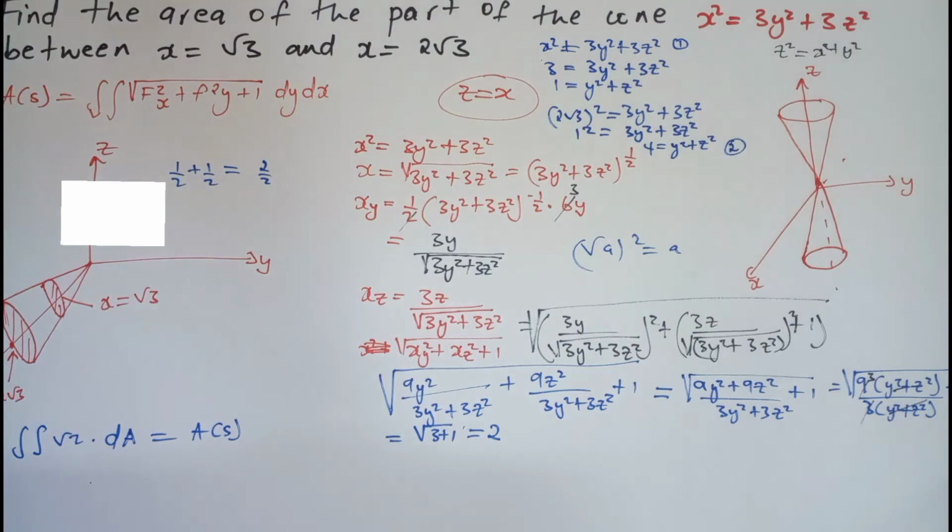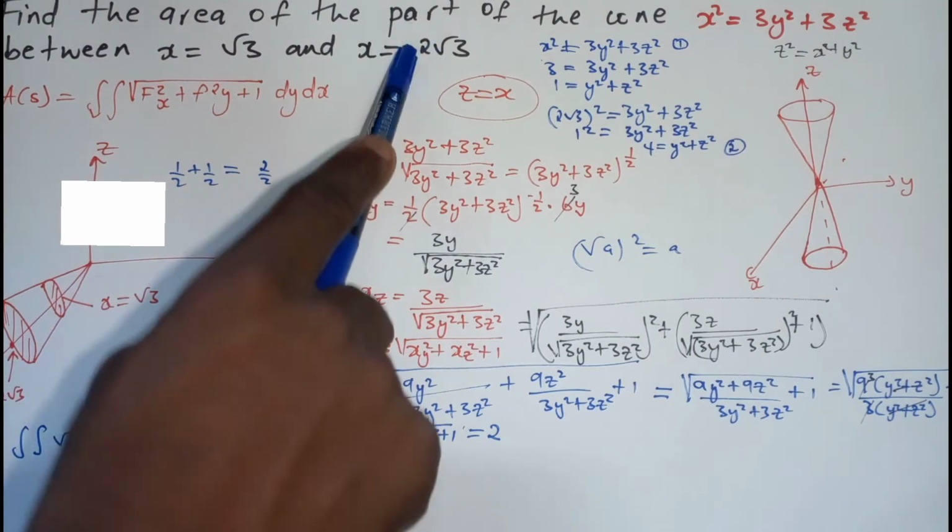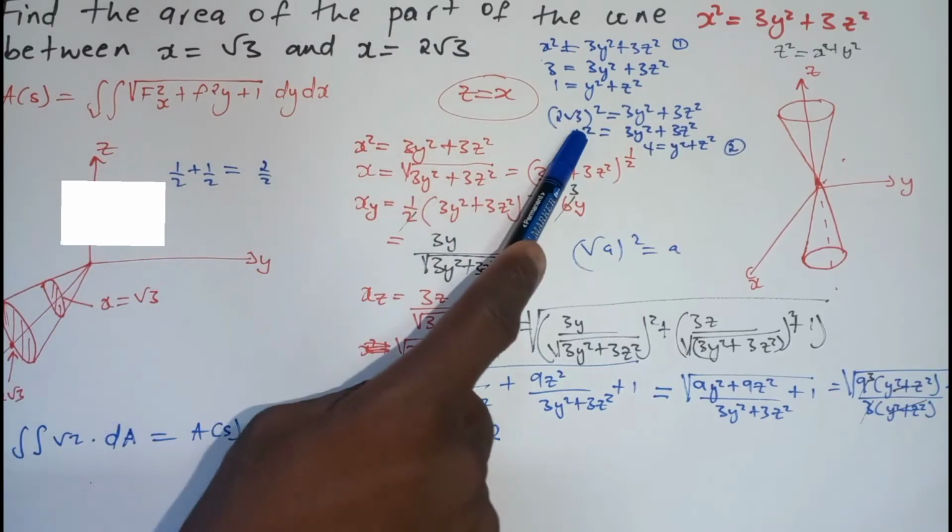Okay, you substitute x equals 2 root 3. If you say 2 squared, you're going to get 4. 4 times 3, that's going to give us 12.